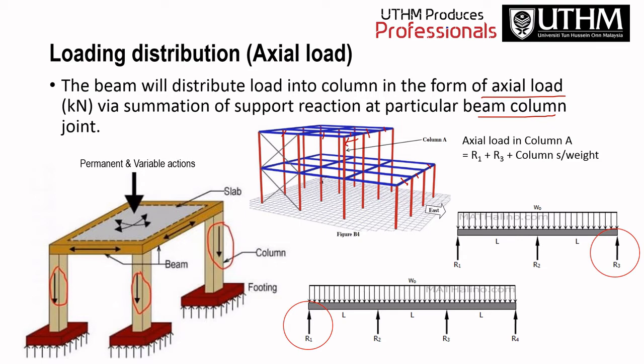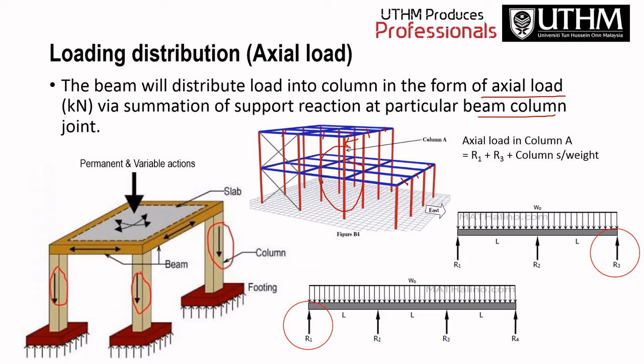So for axial load in column A, for example this is column A, the load here is R3 plus R1 plus R3 plus column self weight. So let's see the R1. What is R1? For this R1, you can see that R1, R2 and R3.